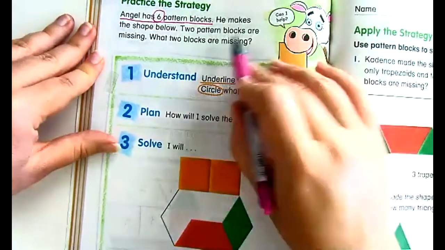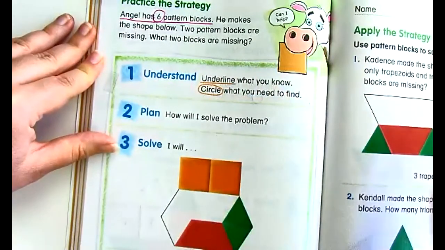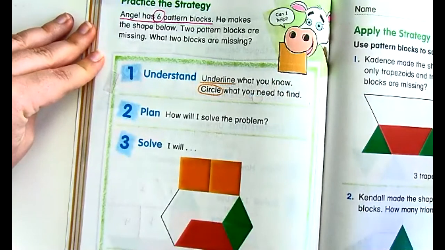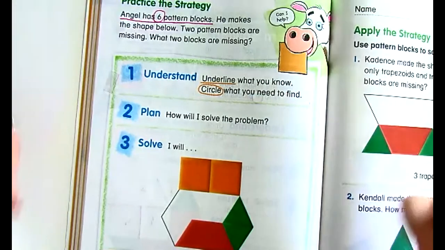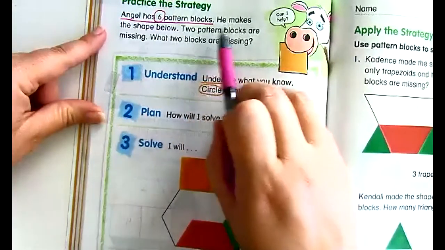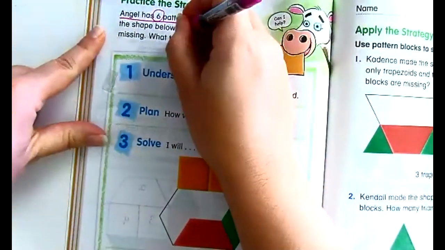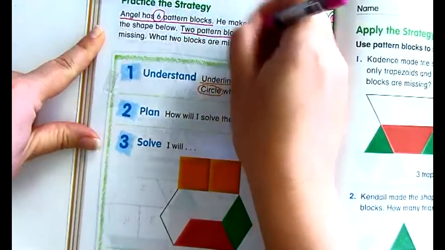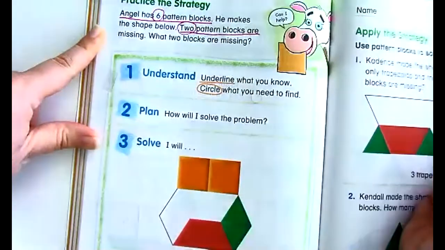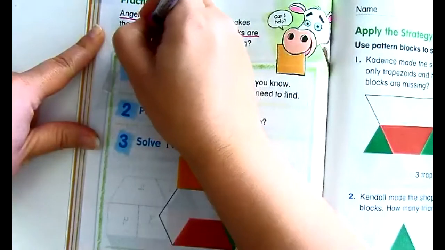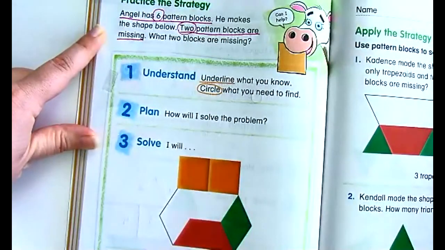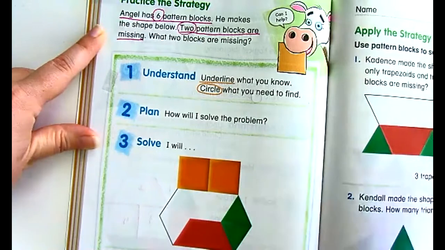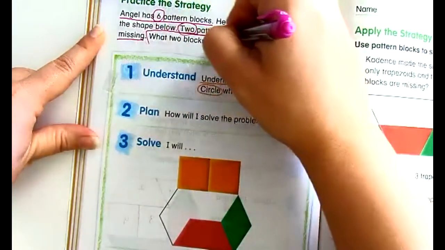Then he makes the shape below. Okay, that is something that I know, but it's not really something that's going to help me solve this problem. So I'm going to keep going. 2 pattern blocks are missing. That is definitely something that I know. I'm going to circle the word 2 because it's still a number and it's going to help me figure this out. Now, what do I need to find out? What 2 blocks are missing?